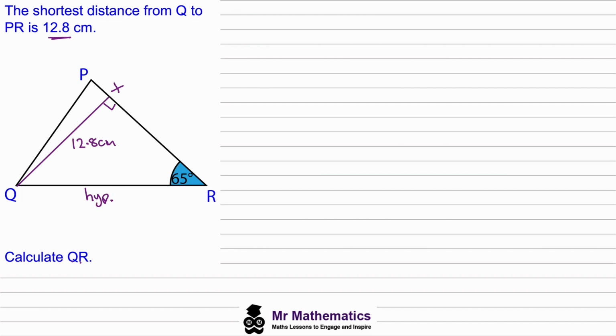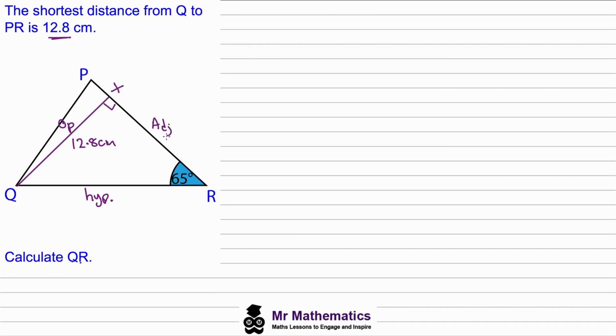We can see that this length is opposite the known angle. So this will be the opposite length. And we know that this length runs adjacent between the 90-degree angle and the known angle of 65. So this will be called the adjacent length.